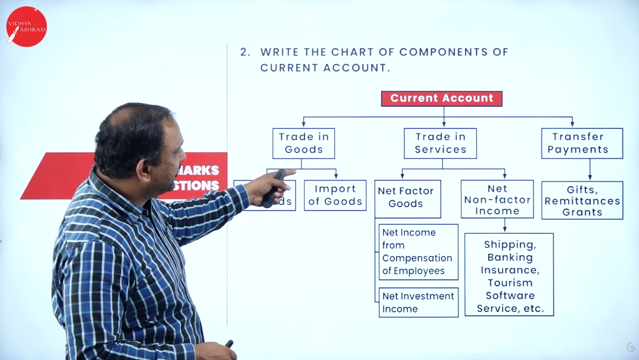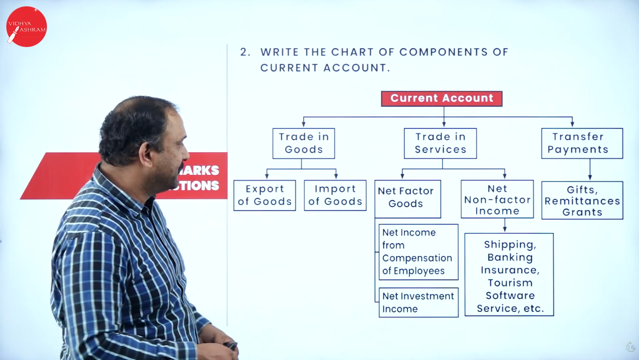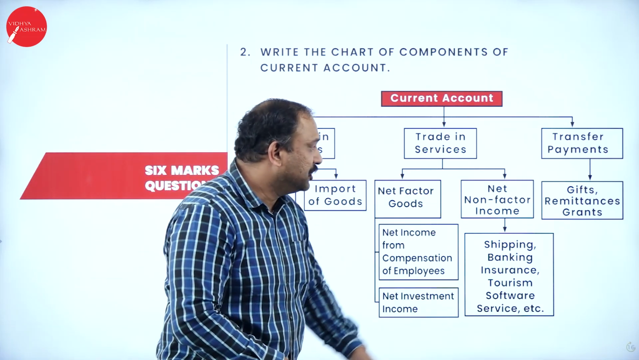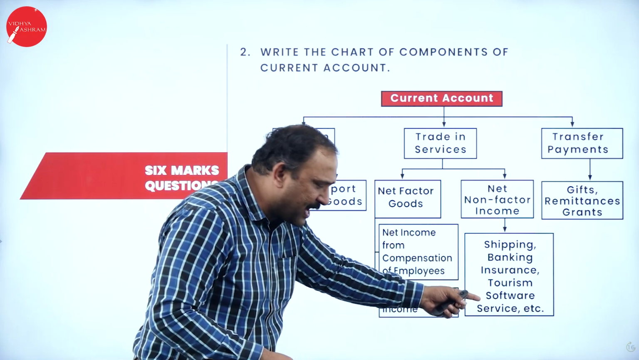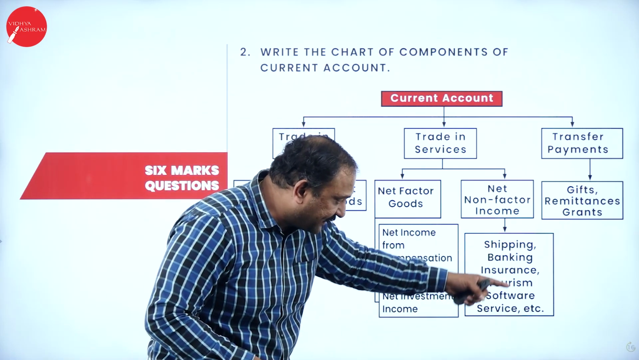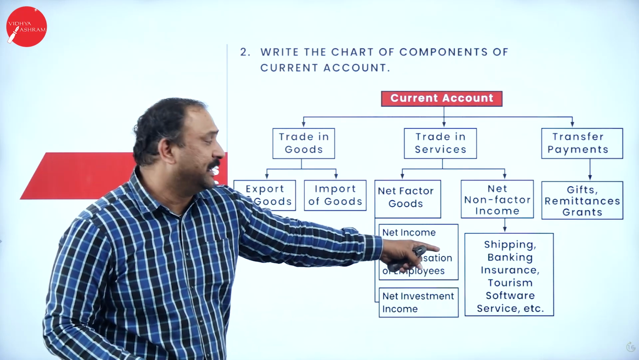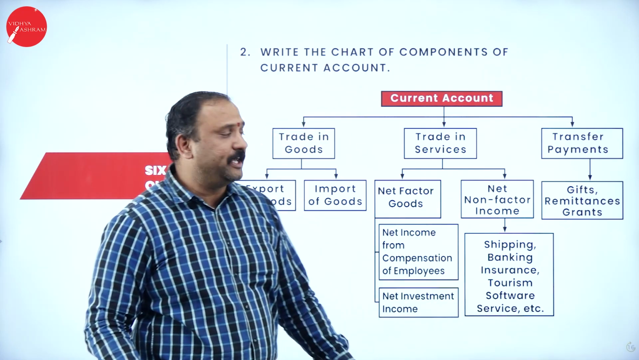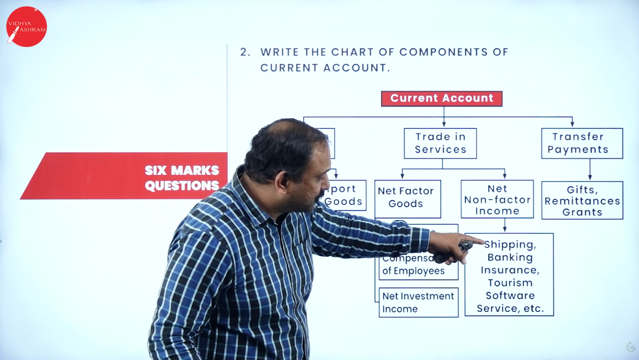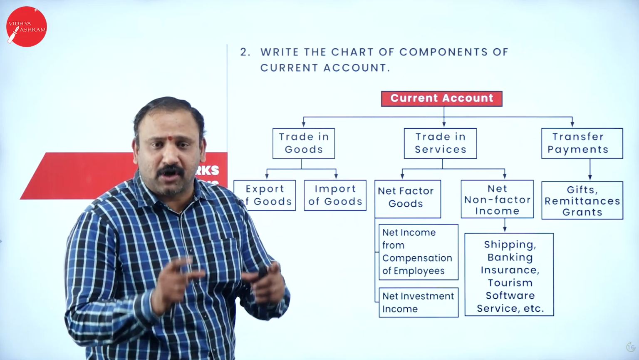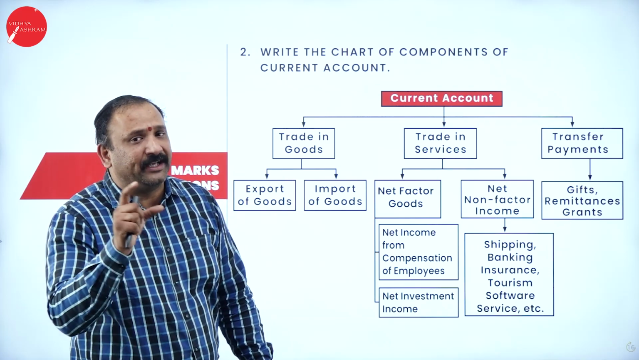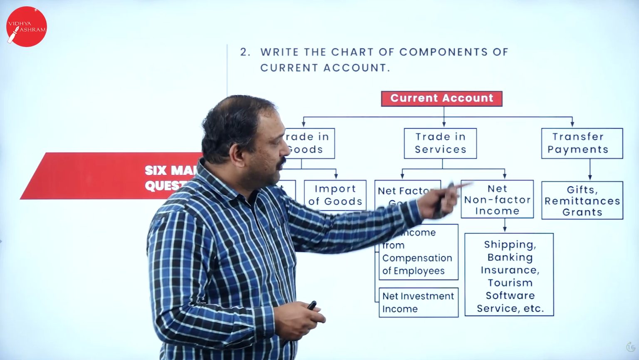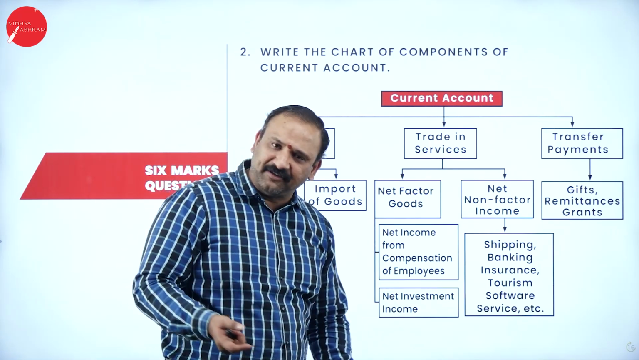The current account is trade in goods, trade in services and the transfer payments, which come in forms of export and import. In services, net factor goods and the non-net factor. Non-net factor is shipping, banking, insurance and tourism. Probably this sector has got more revenue in India compared to that of the net factor. Why? Because these are all the emerging sectors for India, and you will see that the money that is made through shipping, banking, insurance, tourism, software, they generate a huge amount of revenue in terms of services sector. That's where the contribution to GDP is also higher, followed by transfer payments, where we talk about gifts and remittances.